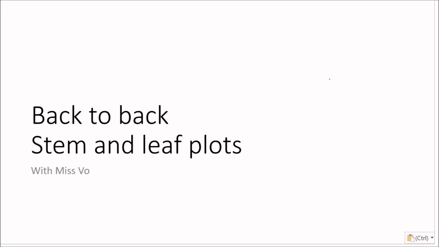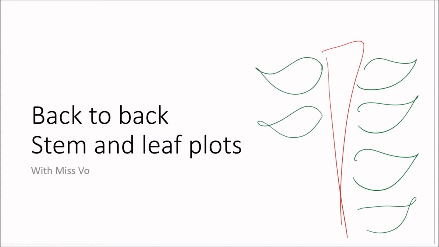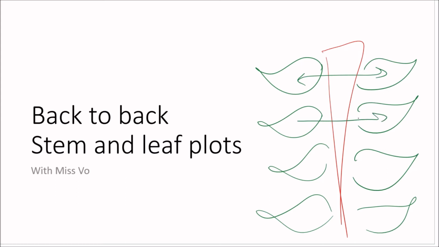Previously we have created stem and leaf plots that have leaves on just the right hand side, so they're all on one side of the stem. This time, back to back, just like its name, has the leaves back to each other. So we have leaves on two sides, and we can compare the two data sets.